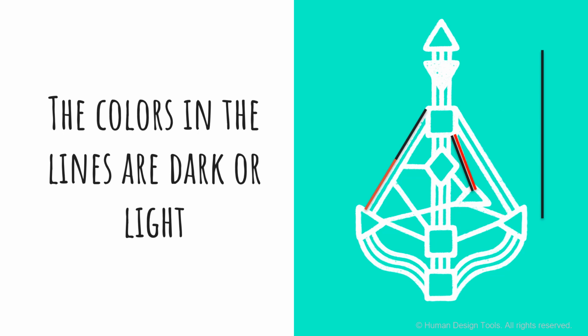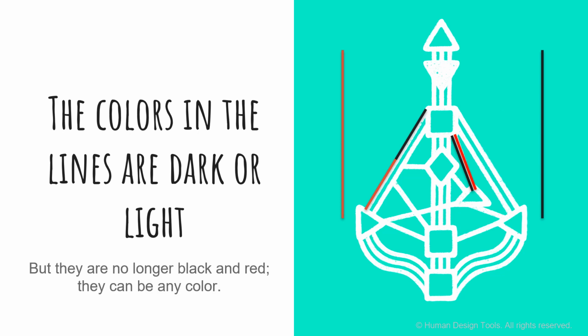and the darker color is what is on the right side of the chart, and that's considered your conscious energy, and the red or the lighter color is what's usually on the left side of your chart, and that's considered your unconscious energy. And so they're no longer just black and red. They can be any color, but this is how they work in the chart. So the black is usually the dark color and the red is the light color, and you'll see it laid out on your chart on the right or left side.